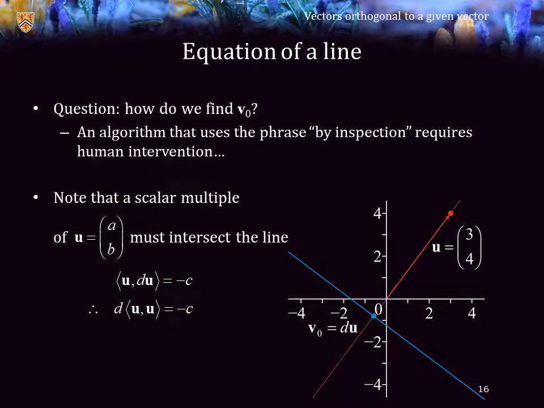But wait a second, the inner product of a vector with a scalar multiple of another is just that scalar multiple times the inner product. So for whatever value d is, d times the inner product of u with itself must equal negative c, and therefore the scalar multiple d must be negative c over the 2-norm squared of u. All right, that's easy enough to calculate.